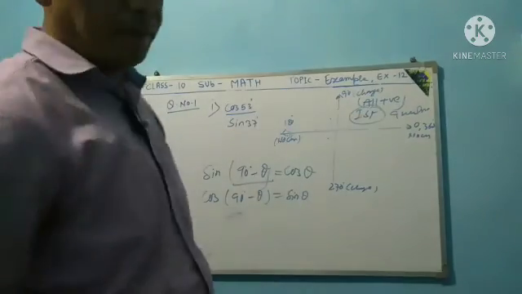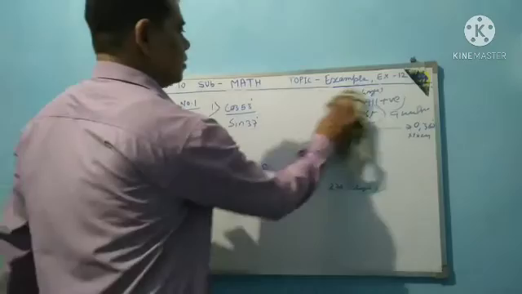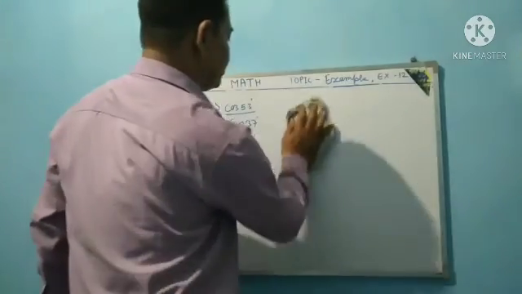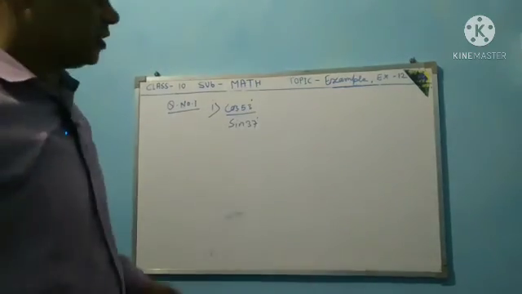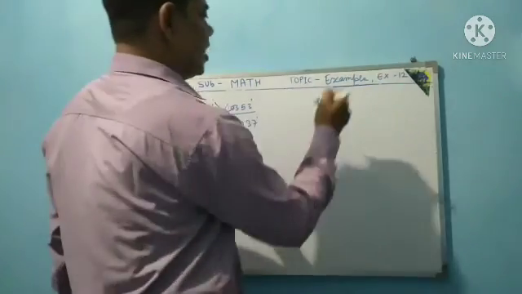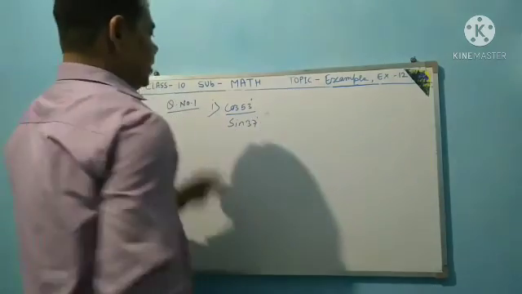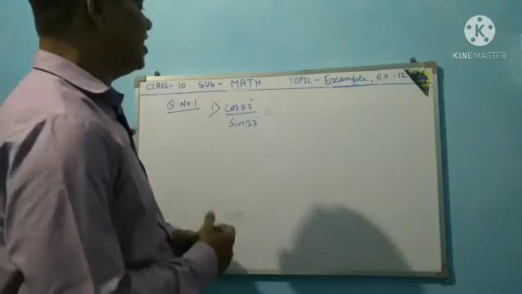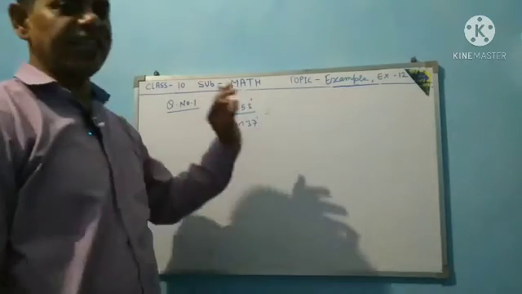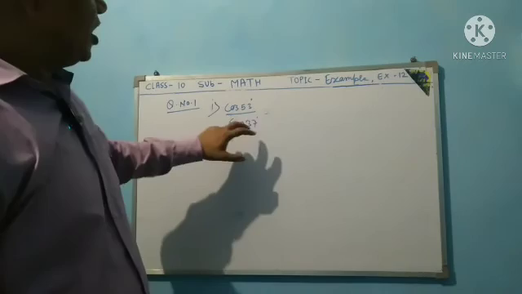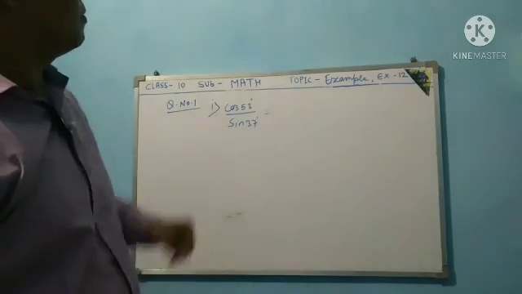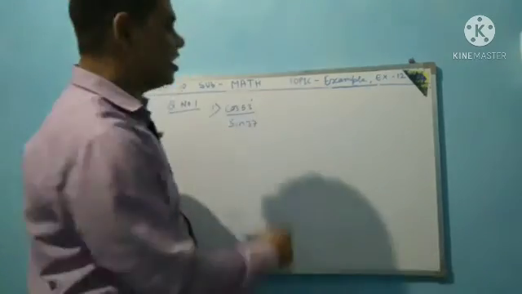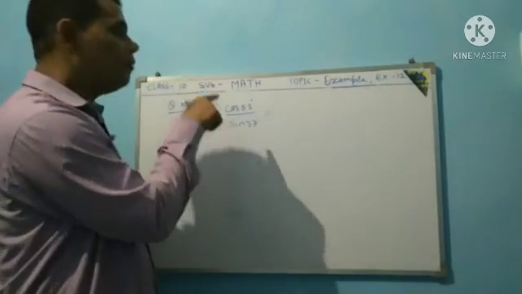So some examples are shown on the board. Carefully watch the video and solve the exercise 12 examples. So the first is cos 53 degree divided by sin 37 degree. First I look at sin 37 degree and cos 53 degree. One term is changed and the other term comes.